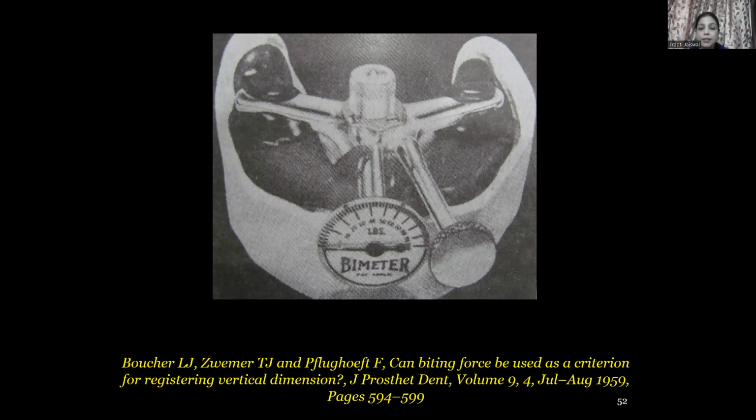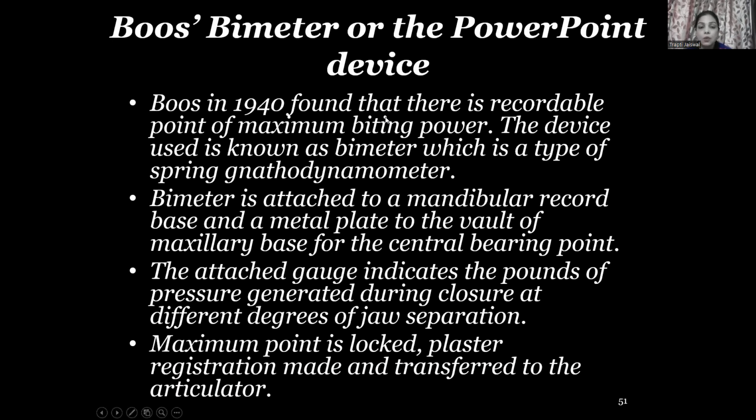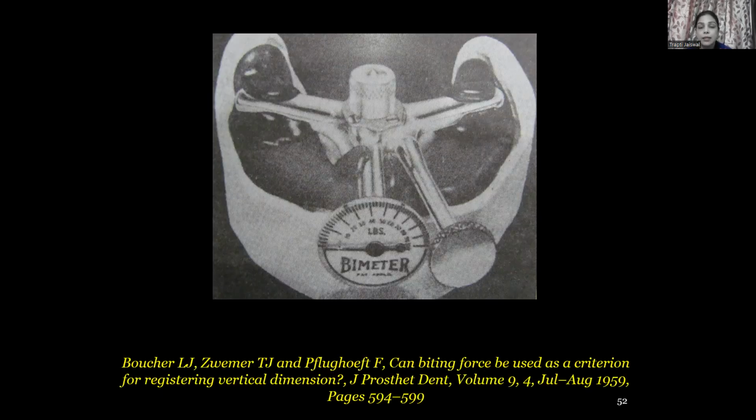This is the Boos' biometer gauge, and in this we are using the biting force to record the vertical dimension. This assembly is attached to the maxillary and mandibular record bases, and as the patient bites, it is recorded with the help of this spring gnathodynamometer, and the maximum point is locked, and the plaster registration is made and transferred to the articulator.